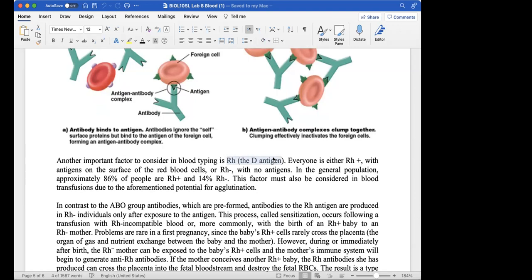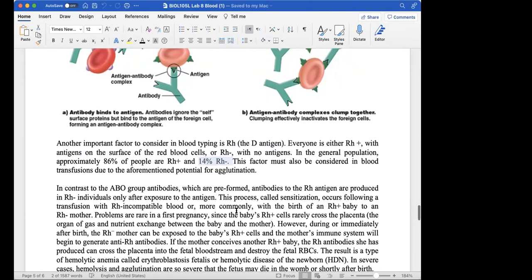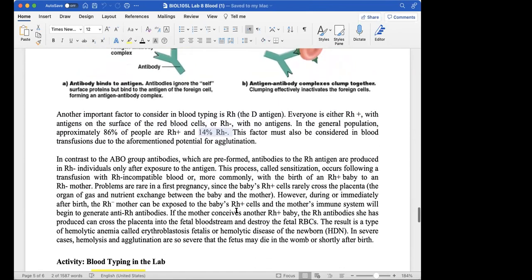So it's just an extra antigen that you either have or you don't have. And if you have it, you're positive. And if you don't have it, you're negative. So everyone is either Rh positive with this D antigen on its surface, or they're Rh negative with no antigens. And in the general population, most of us are actually positive, and about 14% are negative for this RhD antigen. And this factor must also be considered in blood transfusions due to the aforementioned potential for agglutination.